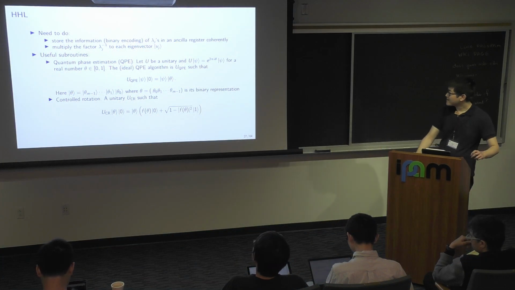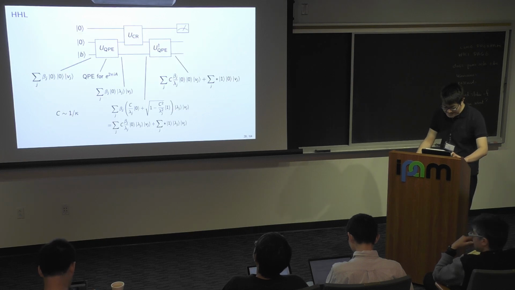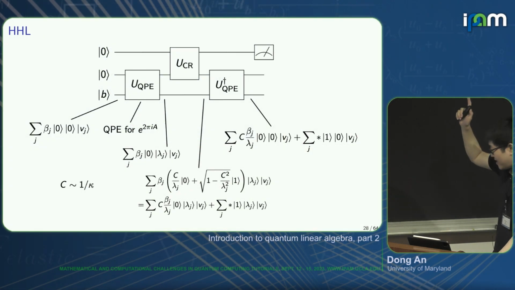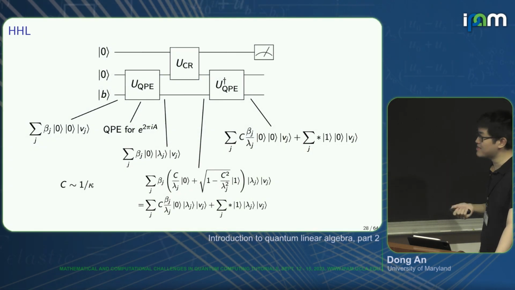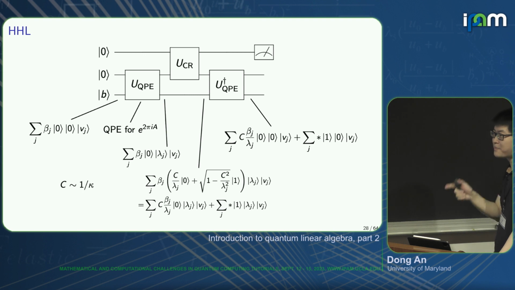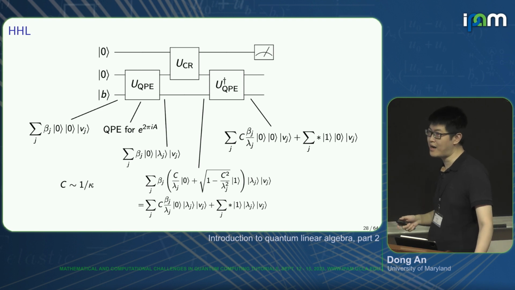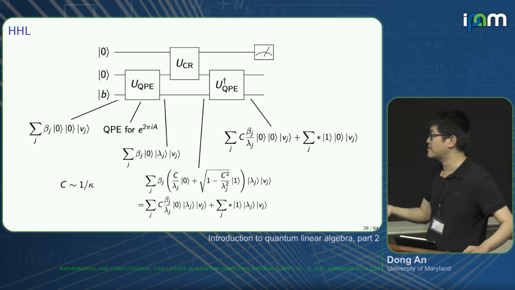Okay, let's go to the HHL algorithm. The HHL algorithm is basically what I just discussed in the previous slides about that equation. We will first use phase estimation to encode the information of the eigenvalues, then do the controlled rotation to multiply 1 over lambda on the amplitude, and then do an inverse phase estimation circuit to uncompute the auxiliary register.